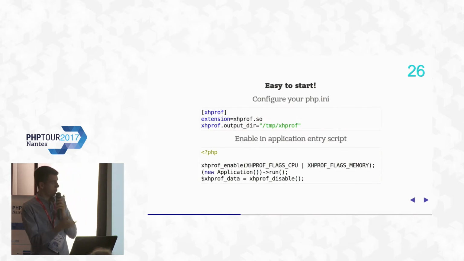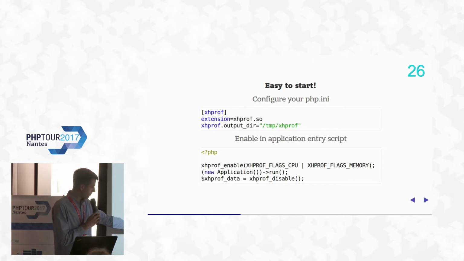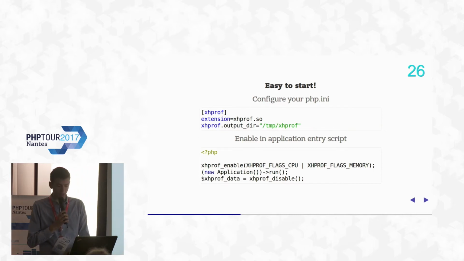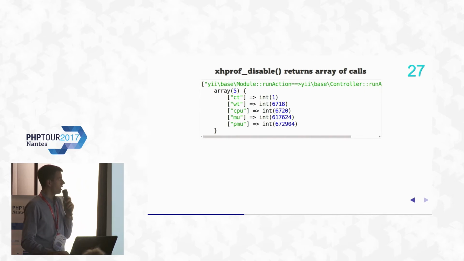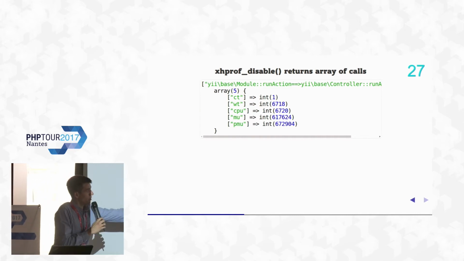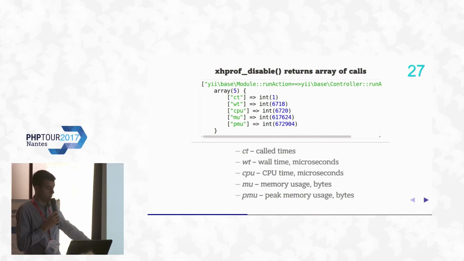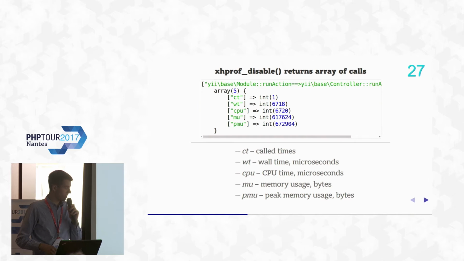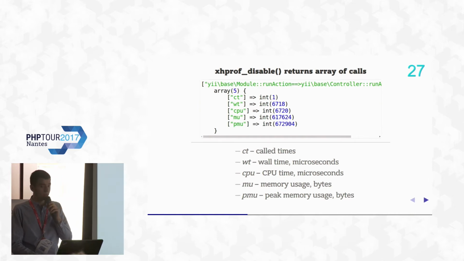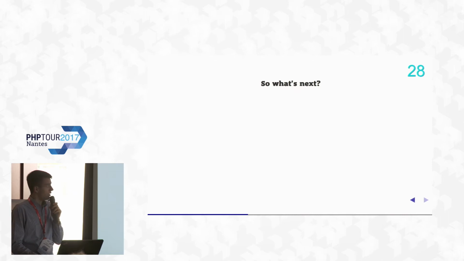So how to start? It's really easy. You install your XHProf extension. You set the output dir, the directory where the profile logs get saved, and enable it in the application entry point. So you have the application entry point. You say xhprof_enable with some flags and xhprof_disable, and you get the data of this profile. So xhprof_disable returns an array of calls. Each call is listed like the method that called, the method that was called, and some information about these calls. Like call times, how many times the method was called, wall time in microseconds, CPU time, memory usage, peak memory usage, and so on.